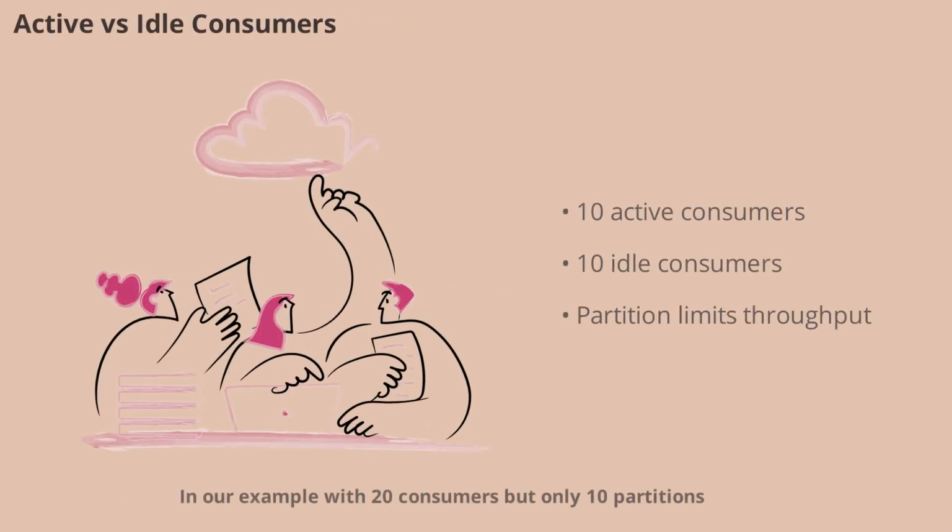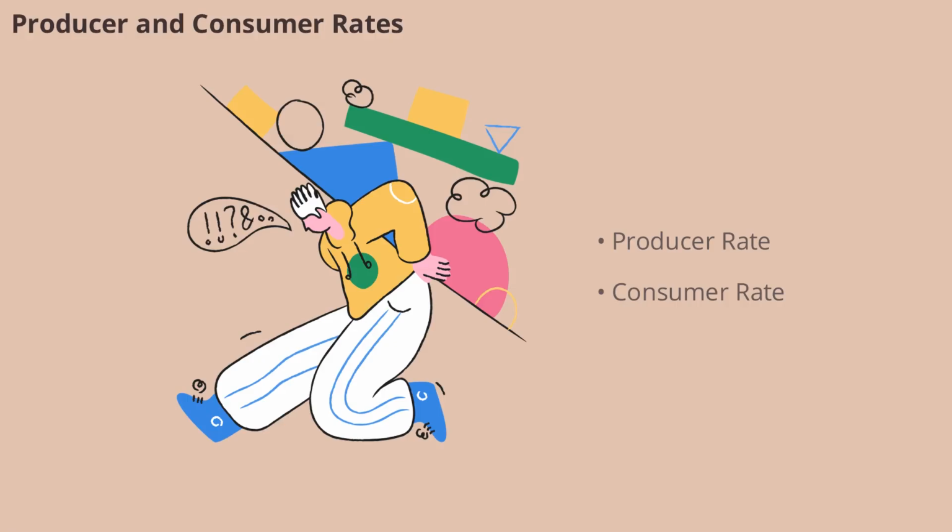In our example, with 20 consumers but only 10 partitions, only 10 consumers are actively processing messages. The other 10 are idle, essentially waiting for their chance to work. This is a common scenario in Kafka deployments and highlights the importance of aligning your consumer count with the number of partitions. Let's look at message rates.